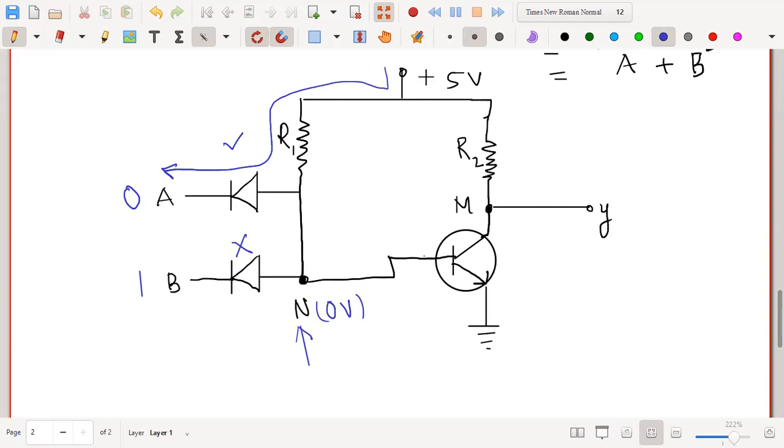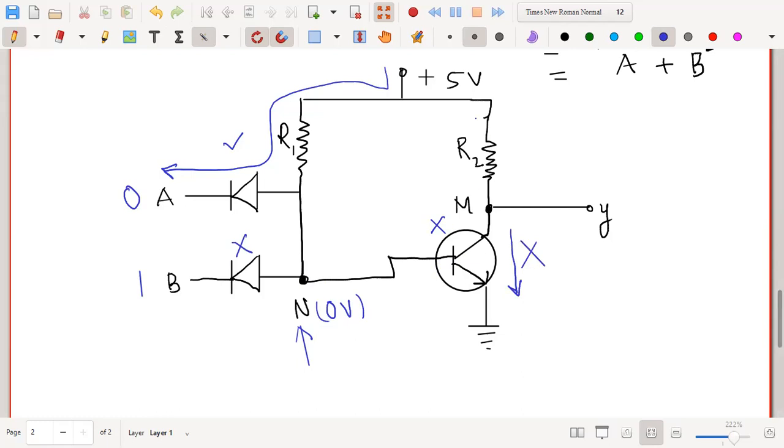As a result, since this point is connected to the base of this transistor, the transistor will not work, because for this transistor to work, we need to apply some positive potential to the base. And now since the base is having zero potential, the transistor will not work. So when the transistor will not work, the current cannot flow through this transistor.